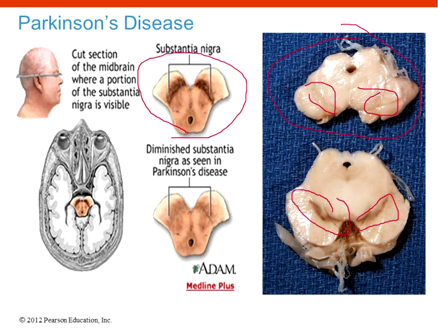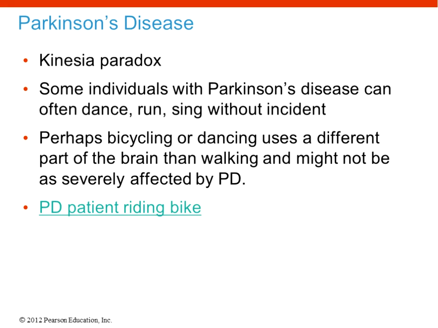But look down here in the normal, healthy brain, right? You've got a nice pigmented section of the mesencephalon. That's going to release dopamine, and that's going to help regulate the basal nuclei.